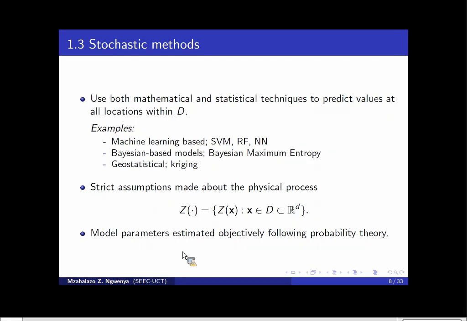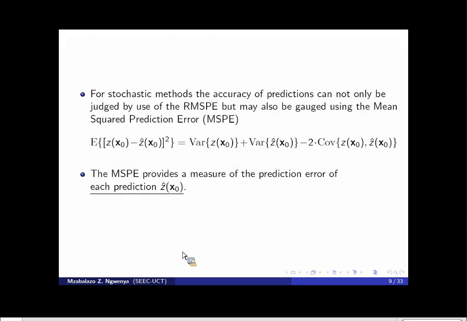So under our stochastic methods, we state some very strict assumptions on our process. So if we've got rainfall or whatever, we put some assumptions on that process. That then allows us to estimate the parameters of our models in an objective manner using probability theory. Where before in the deterministic case, you just say, okay, I think that this parameter is X, then you run that model, check your cross-validation and see how it looks. Here we're more objective as we're using probability theory.